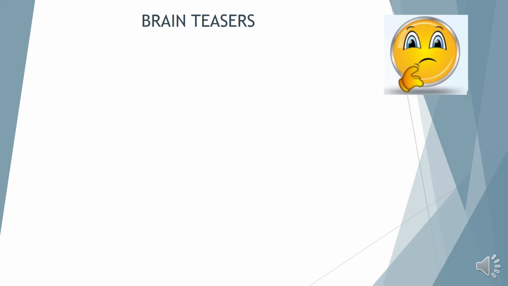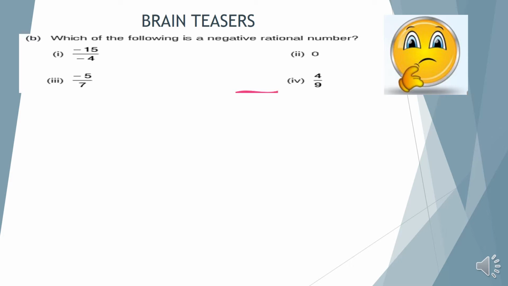Good morning, dear students. As discussed in our previous video, today we will be solving brain teasers question of chapter 1 rational numbers. Question number 1 B part. Which of the following is negative rational number?